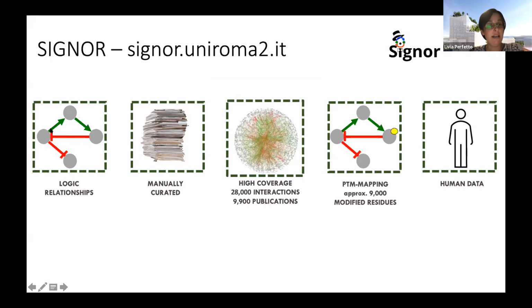Every interaction is also directional, meaning that we have a regulator and a target, and it's also signed, meaning that we can have an up or a down regulation of the target. Again, it's a manually curated resource, and we annotate interactions which compose a large interactome counting 28,000 interactions arising from almost 10,000 publications. As I will show later, we also annotate metadata and additional information like post-transcriptional modifications.